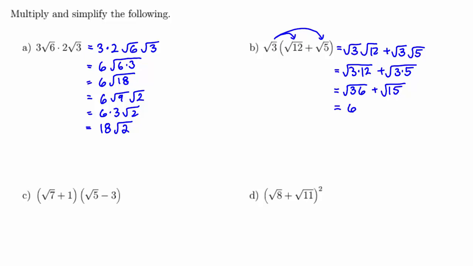The square root of 15, as I look to simplify it, 15 is not a perfect square, so it does not become a positive integer. And it also does not have any factors that are perfect squares. So the square root of 15 is fully simplified. So as a final result, I'll have 6 plus the square root of 15.